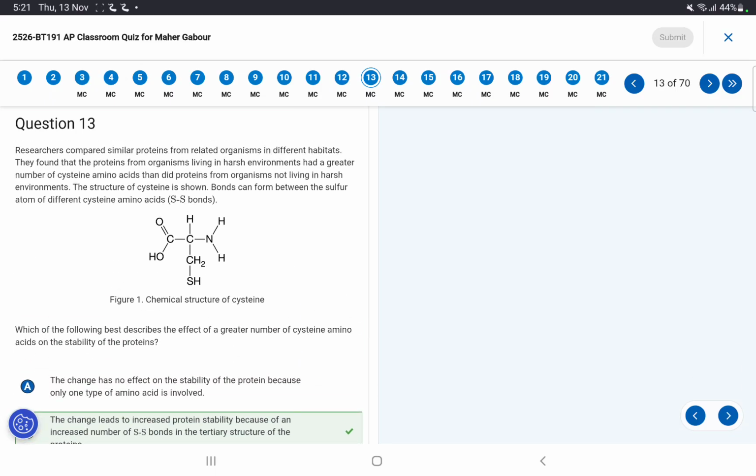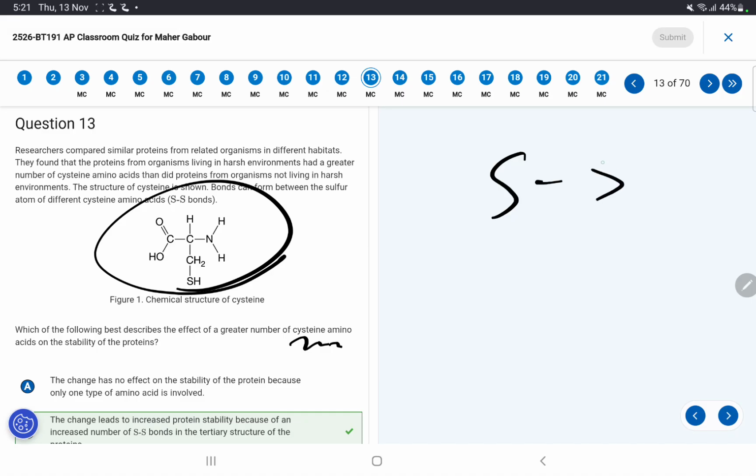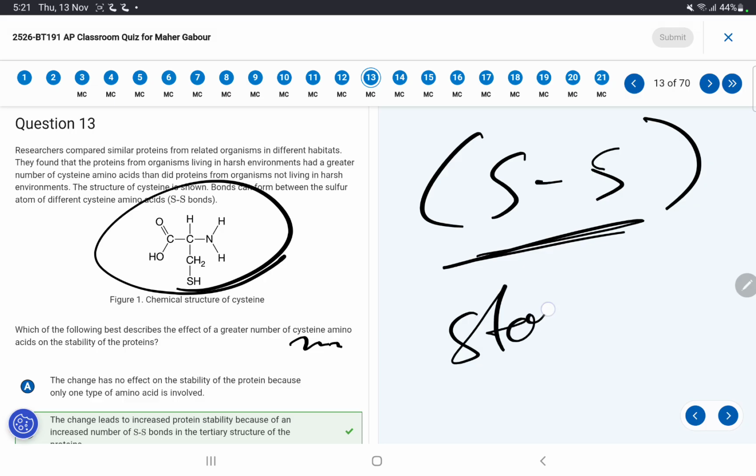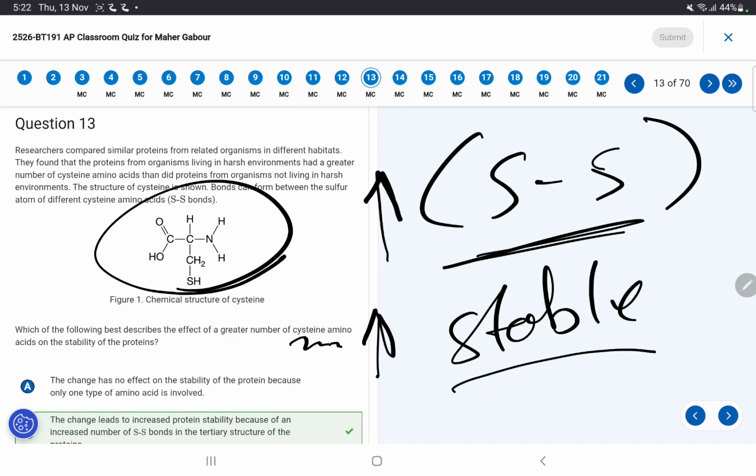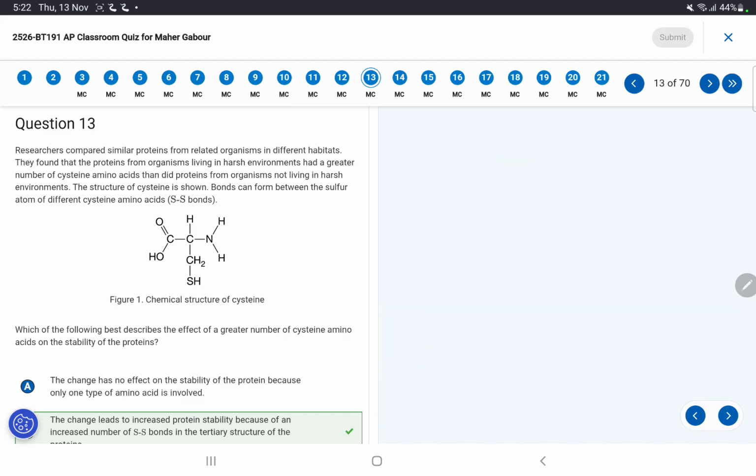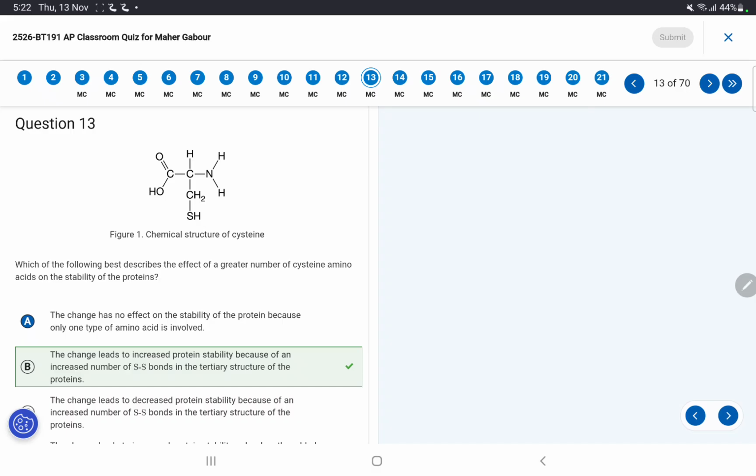Okay, which of the following best describes the effect of a greater number of cysteine amino acids on the stability of proteins? Okay, so here we have a protein, and what's interesting about these cysteine amino acids is that they have a disulfide bond. And this disulfide bond is very stable. It's a very stable type of bond. It's a covalent bond. So if we increase the amount of cysteine amino acids, that means we're going to increase the amount of disulfide bonds. That means we're increasing the stability. Okay, so the change leads to increased protein stability because of an increased number of SS bonds in the tertiary structure of proteins.